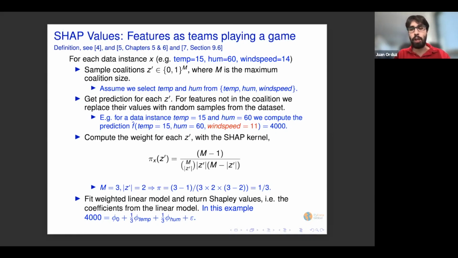And where's the linear regression coming from? Well, we had just generated the data from this kind of recipe. So the target variable is going to be the prediction, in this case 4,000. I have an intercept, and then I have an indicator function on whether the feature appeared or not in this coalition. So in this case, I have two coefficients, phi temp and phi humidity, plus an error. And if I sample for many coalitions, then this will generate a data set with 3 variables or 4 with the intercept, and I can fit that and get the coefficient, which in this case is going to be 5.